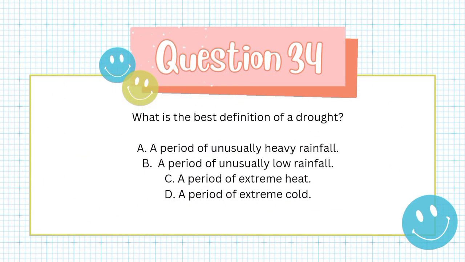34. What is the best definition of a drought? A. A period of unusually heavy rainfall. B. A period of unusually low rainfall. C. A period of extreme heat. D. A period of extreme cold. The correct answer is B. A period of unusually low rainfall.